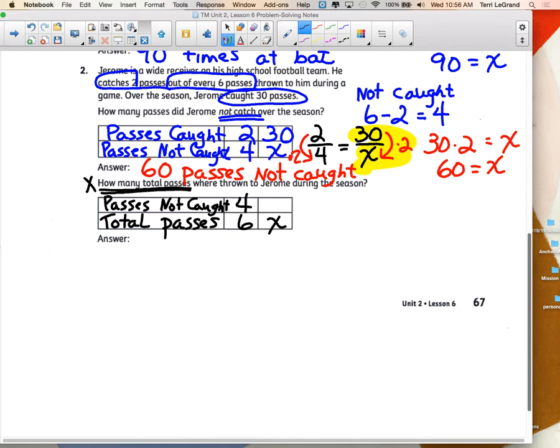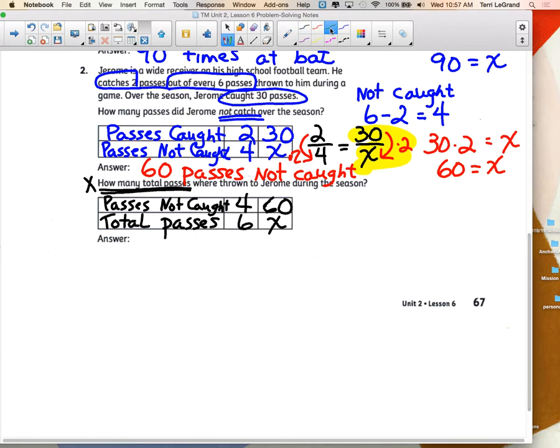Well then, we're going to have to come up with passes not caught that could be compared to the total passes. We've already used the 4, so we can't use that. Because if it's 4 out of 6, we're looking for how many out of the total? Kira? 60. I think we probably need to use 60, the answer we just got in the previous part. Now this could have been a lot easier if we would have chosen passes caught, but I let Danny go with it just to see if we could challenge ourselves.